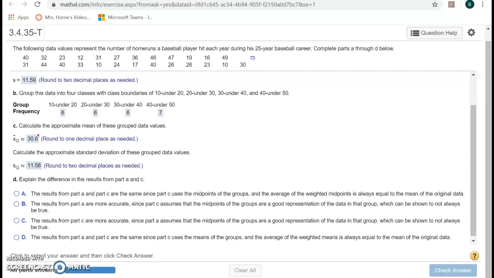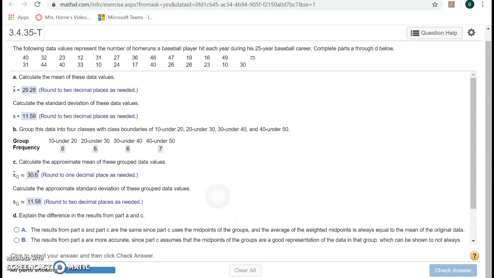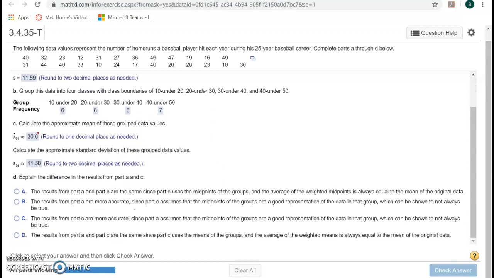Okay, we're looking at this problem and we're not going to focus on the first part of this problem where you find the mean and the standard deviation. We're going to look at the part where you have to find the approximate mean and the standard deviation. So how do you calculate the mean of your group data values?